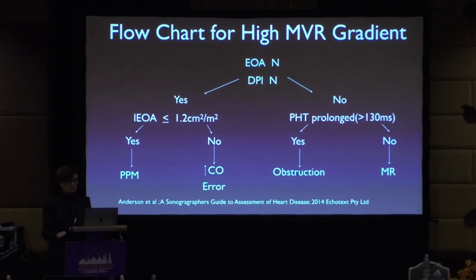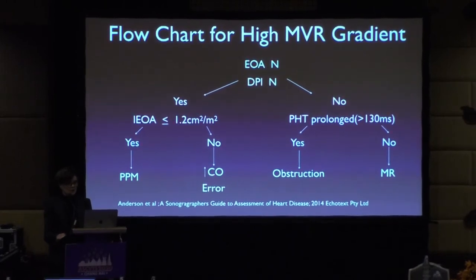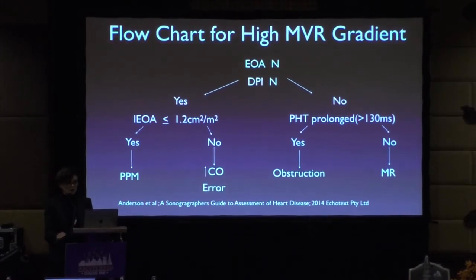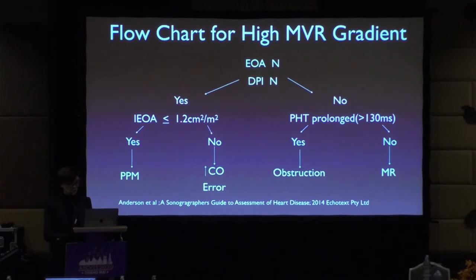And similarly for the mitral valve, if the EOA and the DVI are normal, then you need to look at the indexed value of the EOA. And if that's reduced, then the patient has patient prosthesis mismatch. Now, if the EOA and the DVI are not normal and the pressure half time is prolonged, then the patient has obstruction. If the gradients are high and the EOA and DVI are not normal, but the pressure half time is short, then they probably have MR.